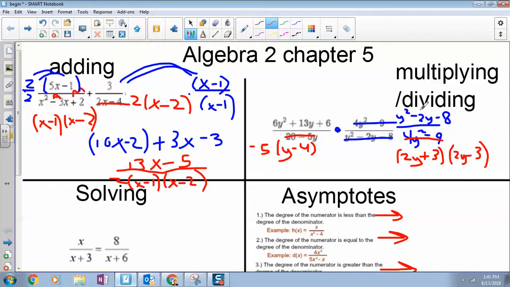So for this one, we need two numbers that add to -2 and multiply to -8. So let's go through. 1 and 8 doesn't work. 4 and 2. 4 and 2 is our choice. So it's going to be y minus 4 and y plus 2, because a negative times a positive makes a negative.